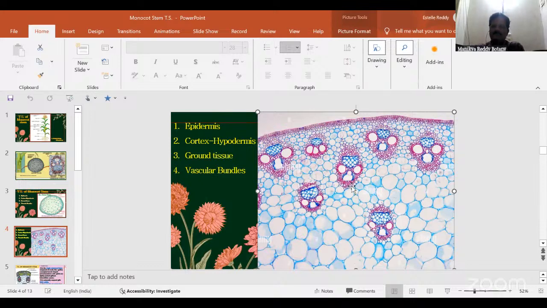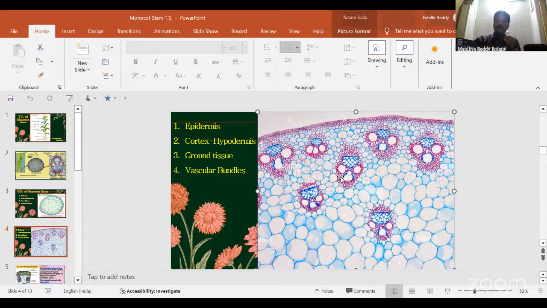If you see the differences between dicot stem and monocot stem, you can find a thin cuticle in dicot stem, thick cuticle in monocot stem. Trichomes are present in dicot stem. Trichomes are absent in monocot stem.